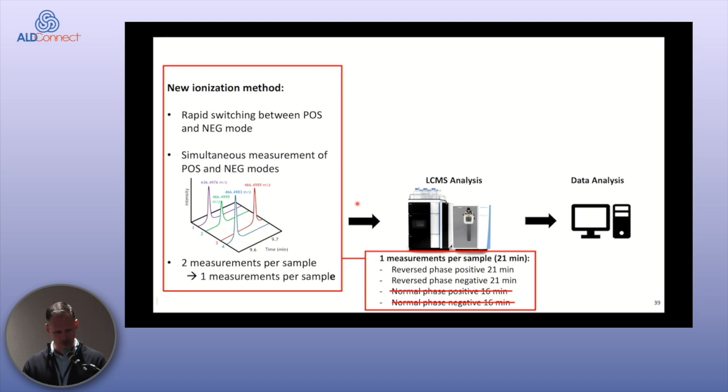We also developed a new ionization mode. This new method is able to rapidly switch between positive and negative ionization modes. And this means that we can now, in one measurement, measure both simultaneously. We don't have to merge this data. And it's also considerably faster, going from 75 minutes to around 21 minutes.